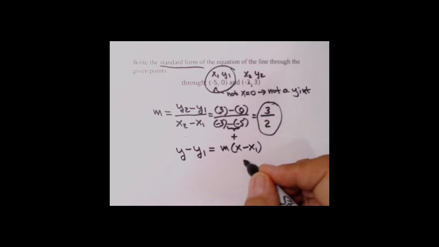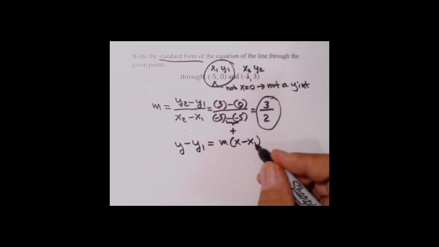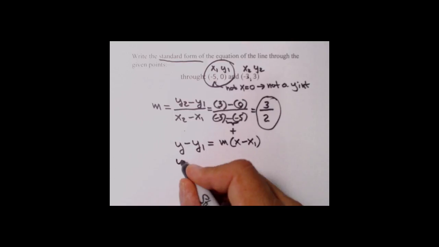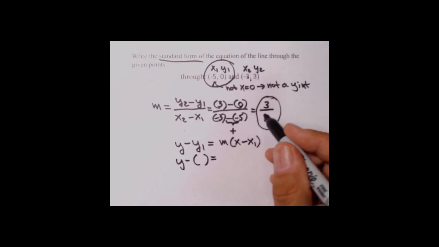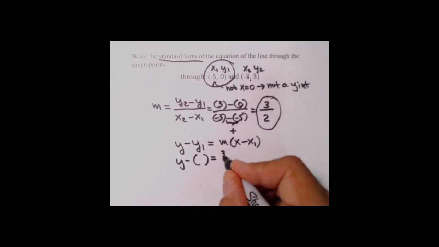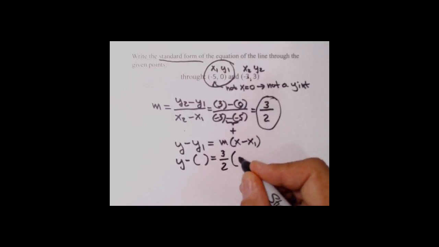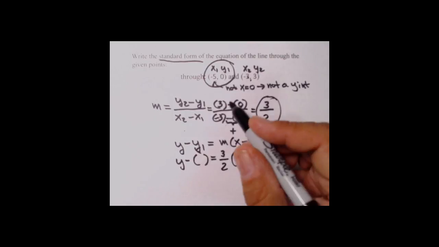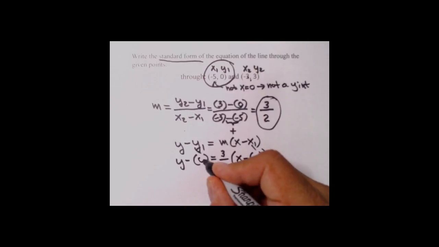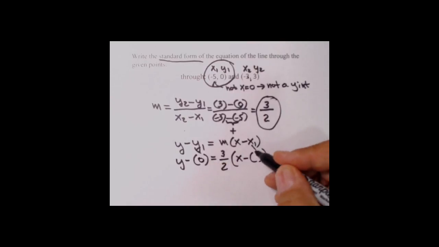As always, the first thing we do is make holes for the x1 and y1 values. So y minus, here's a hole for y1, equals m. Now we can drop that in as we go by here. So I'll put the 3 halves for m. And then in parens we have x minus, and here's a hole for x1. So as always, we're plugging in our x1 and y1 values, but remember now, this first hole right here is y1, so that's 0. The second hole over here is x1, and that's negative 5.